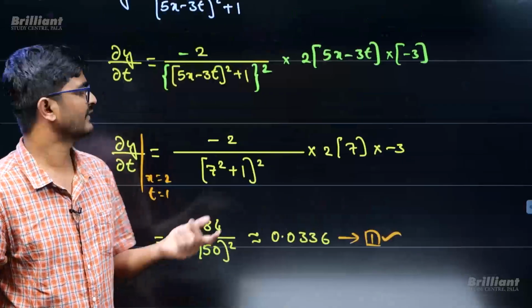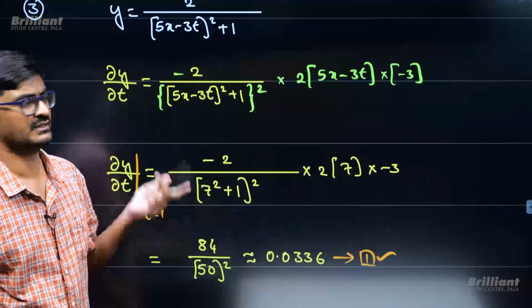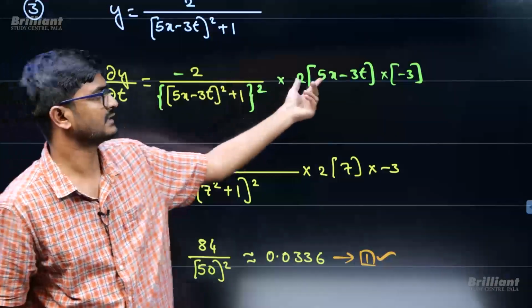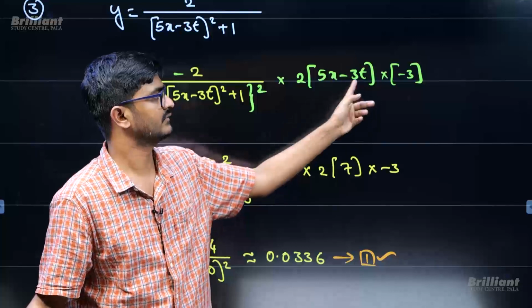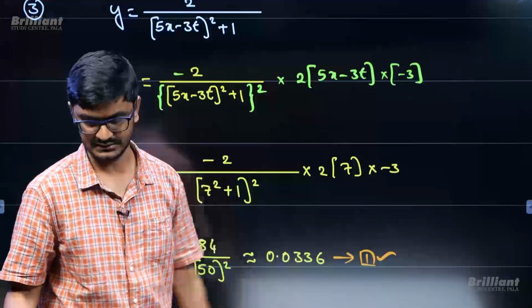0.0336. The only difficulty here is differentiating properly, where x is constant and t is variable. Now you can look at here, this is constant, so differentiation of this one is 0. This is the variable, so minus 3t differentiation is minus 3.